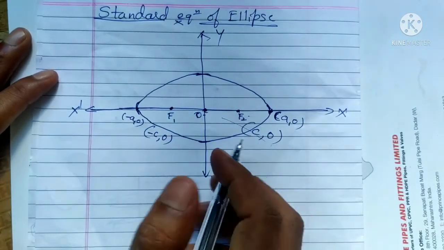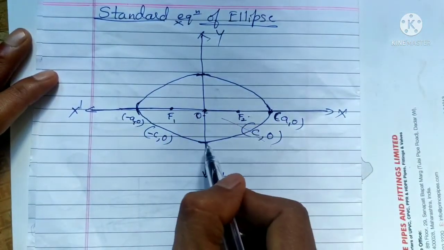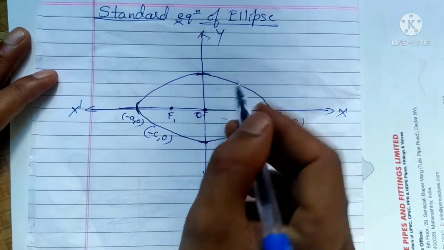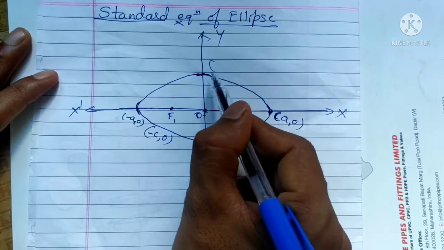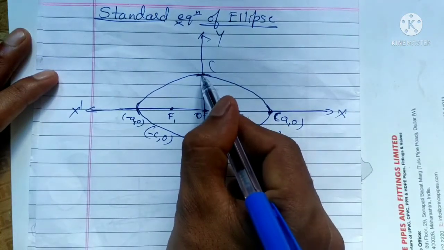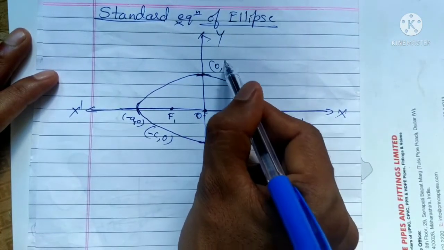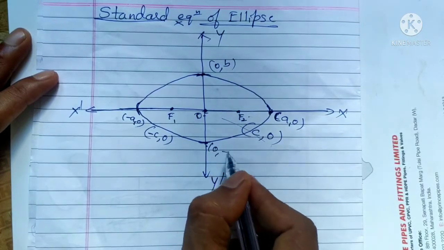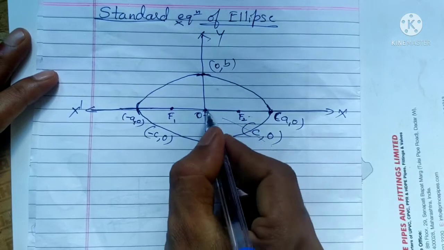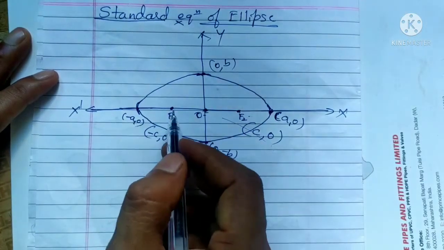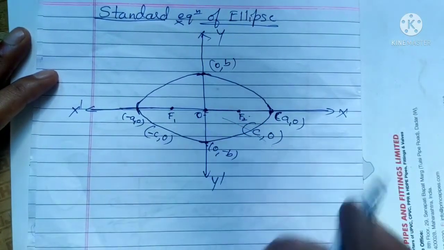Here also you can find coordinates. There is no particular name for these, but you can call them the endpoints of the minor axis. The coordinates are these, the length is b. Since it is on the y-axis, (0, b) and here (0, -b). These are the endpoints of the minor axis. So these are the basic definitions or coordinates of an ellipse.